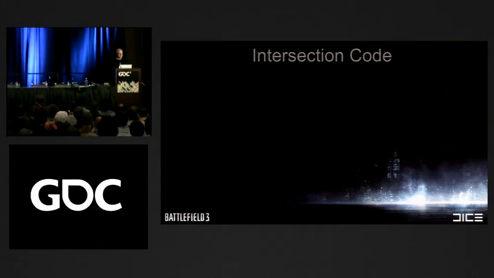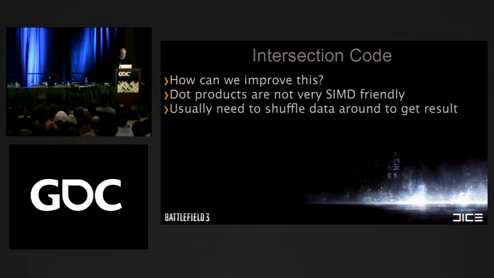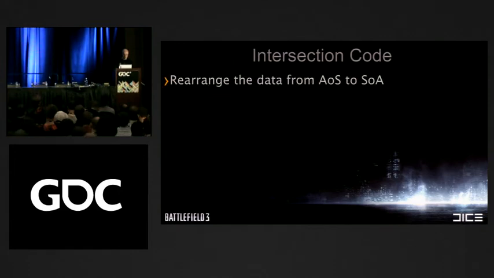But what can we actually do to improve this? There are several ways, but the thing is that dot products, as we saw here, are not very SIMD friendly. The problem is that you usually need to shuffle data around to get the result. I guess you all know what the dot product looks like, but it looks like this. Doing the multiplication is really simple, and can be done in one instruction. But when you need to do the addition, you need to shuffle around at each step. That gets really slow because you can't use the full computation of the machine by doing it like this.